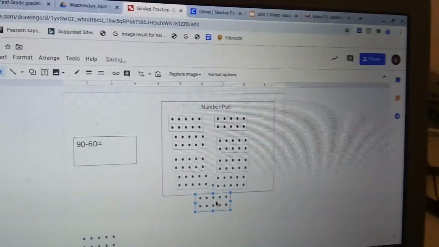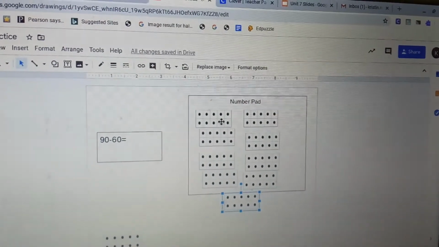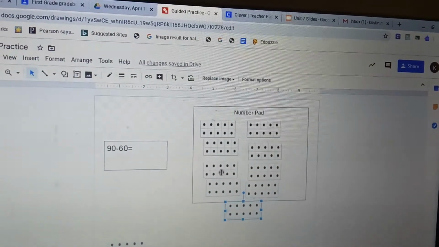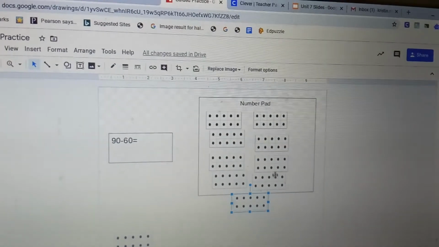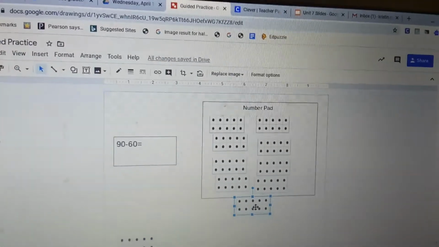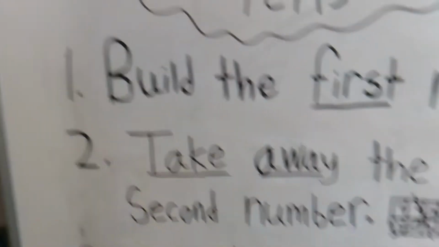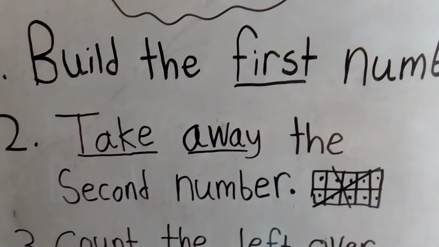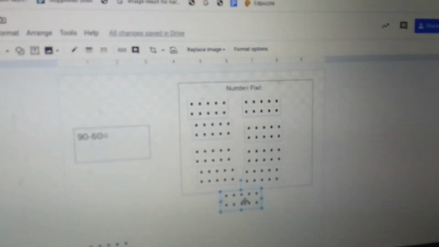All right, so now let's count by tens to make sure that's 90. 10, 20, 30, 40, 50, 60, 70, 80, 90. So that was step number 1. It's time for step number 2, which means we have to take away the what number? The second number. Looking back over here, what is our second number?